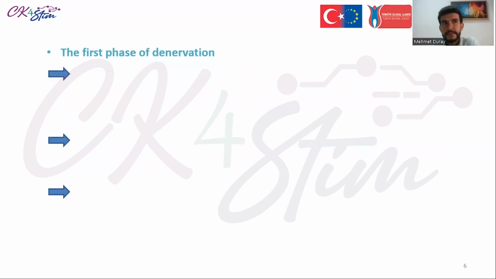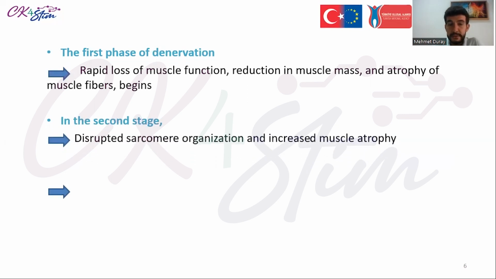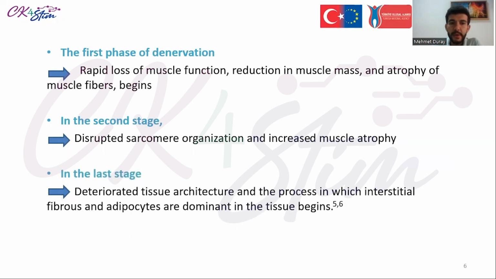The denervation process is divided into three phases. In the first phase, rapid loss of muscle function, reduction in muscle mass, and atrophy of muscle fibers begin. After the first phase, the second stage initiates, the sarcomere organization begins to disrupt, and muscle atrophy increases. In the last stage of muscle denervation, the tissue deteriorates, and a process in which interstitial fibrosis and adipose tissue become dominant in the tissue begins.